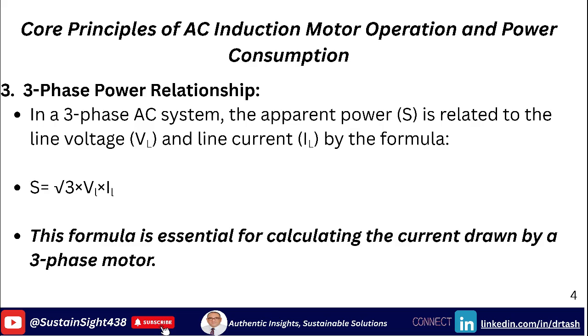Most industrial motors are three-phase. For a three-phase system, there's a specific relationship between the apparent power, S, the line voltage, VL, between any two phases, and the line current, IL, flowing in each wire. This is the principle of the three-phase power formula. Apparent power, S, equals the square root of 3, multiplied by the line voltage, multiplied by the line current. As you can see on the slide, S equals square root 3 multiplied by V, multiplied by I. We use this formula constantly to calculate current when we know the apparent power and voltage.